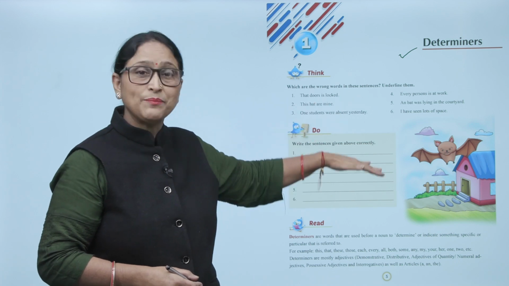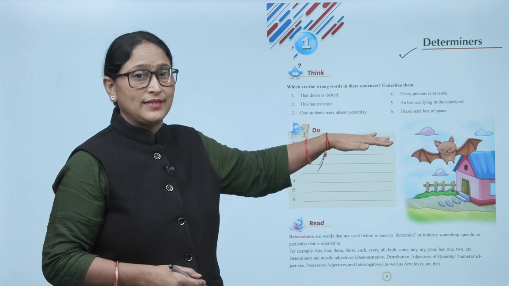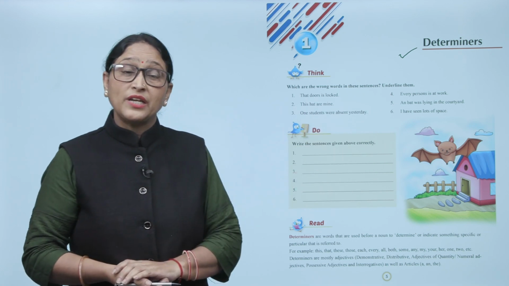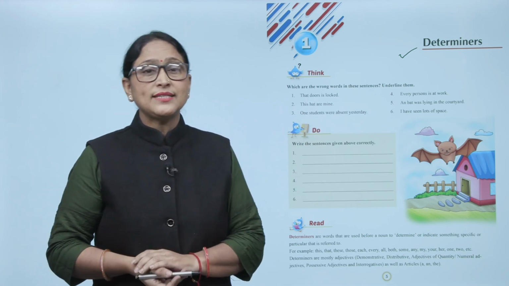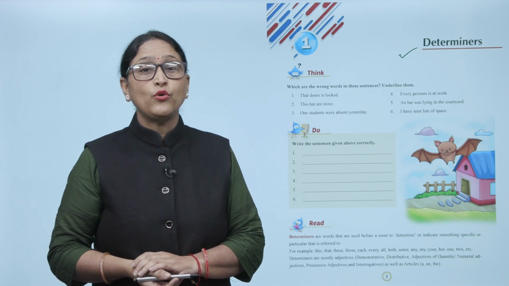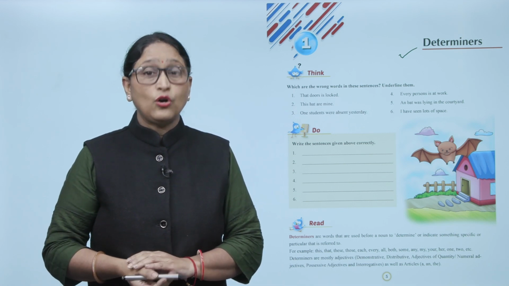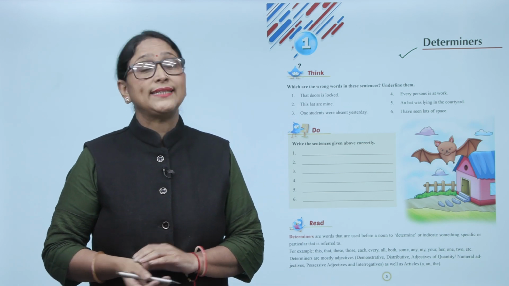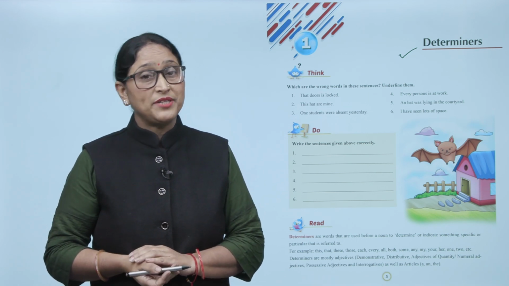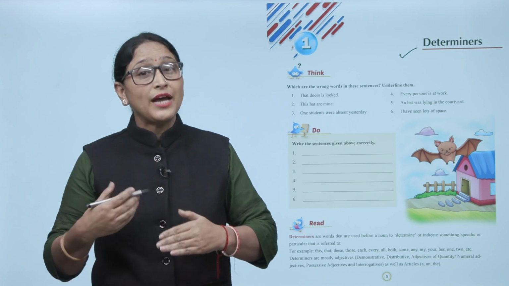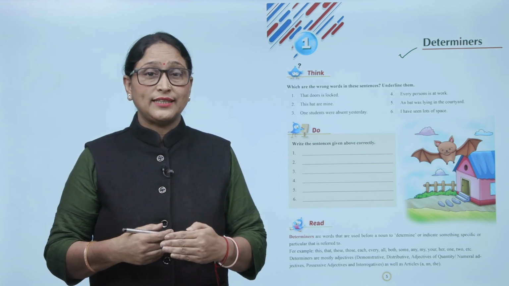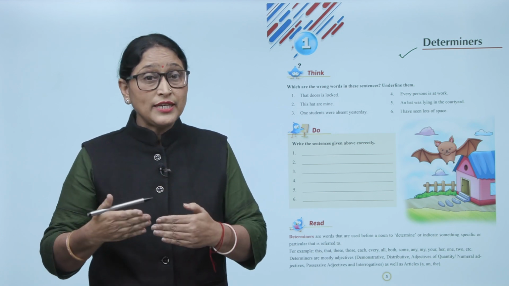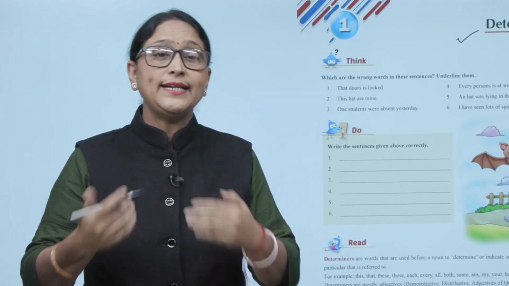The sentences you just read above are incorrect. Read them and write them correctly below. Now read. Determiners are words that are used before a noun to determine or indicate something specific or particular that is referred to. What are determiners? They are used before a noun, and they indicate some specific or particular thing.